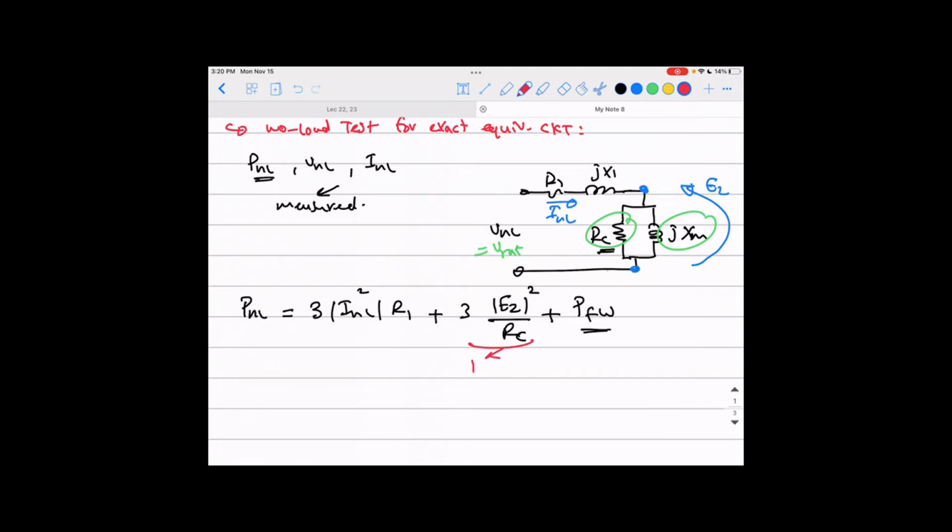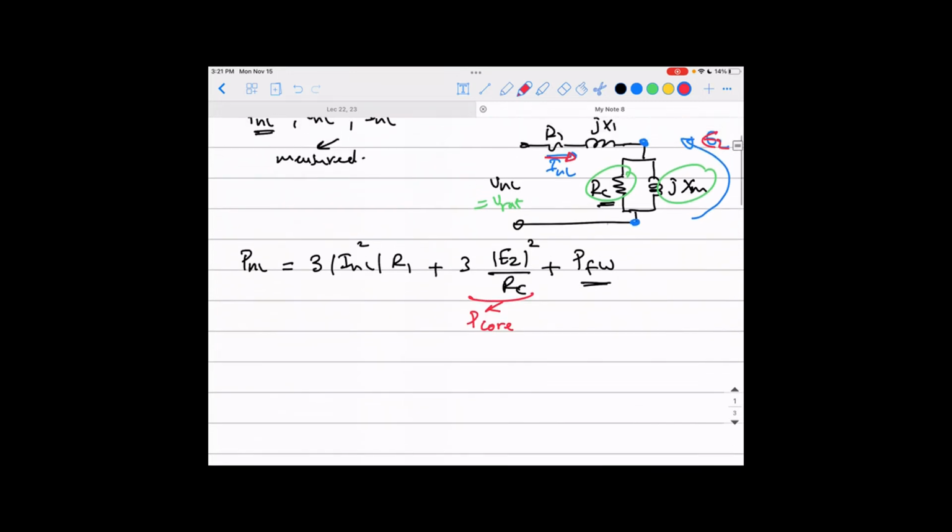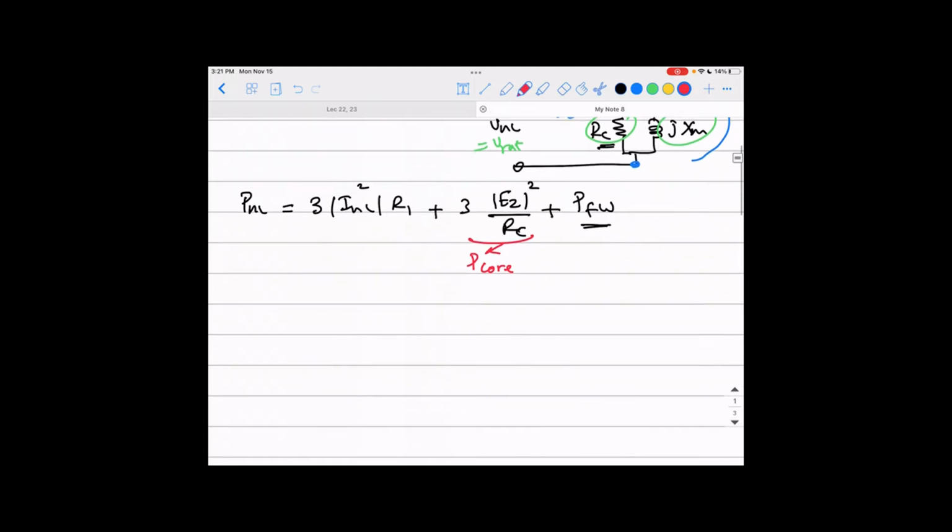So this power going to RC is your P core now, which is not constant here. Whatever the load current changes, this voltage E2 will change, and this will change the value 3E2² over RC. That's why I'm saying for the exact equivalent circuit, the core losses are not just assumed to be constant anymore. With any change in the load, that changes the current, this changes the voltage E2, and this changes the core losses. So here we have the P friction and windage, the rotational losses, and the core losses. They are not lumped anymore. They have to be separated, okay?